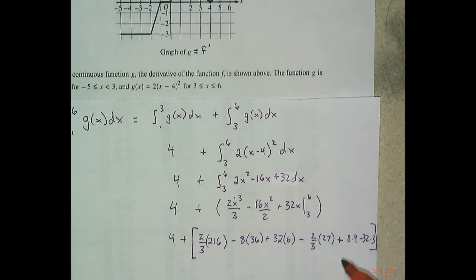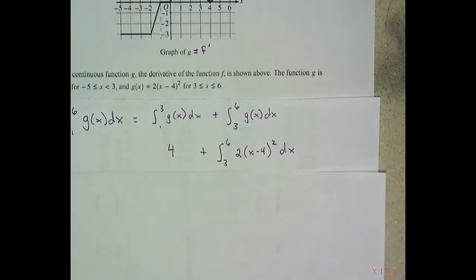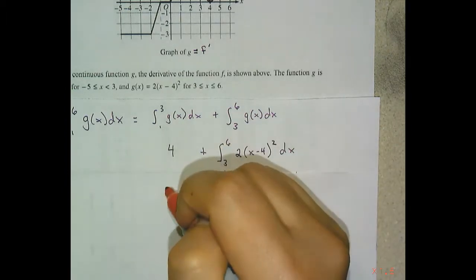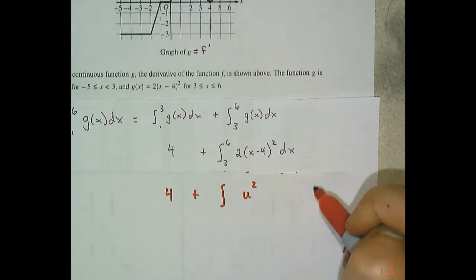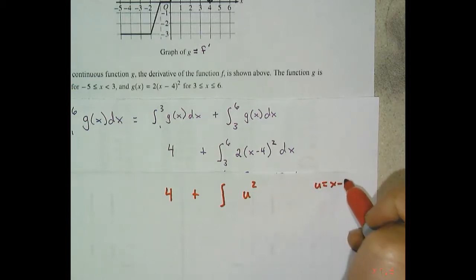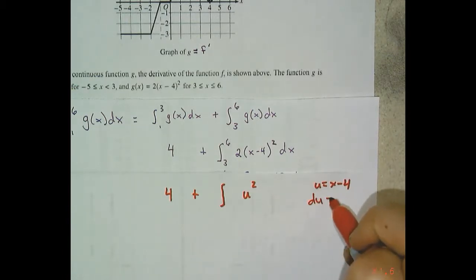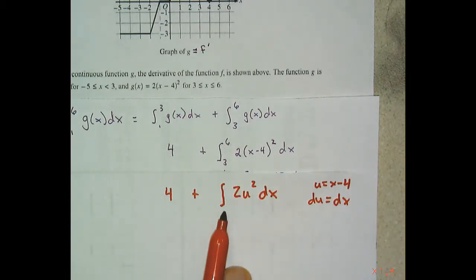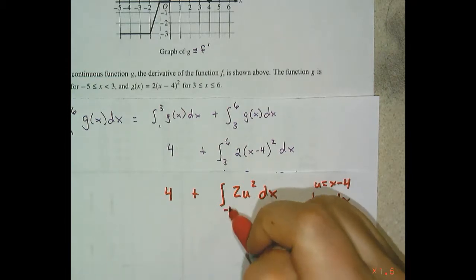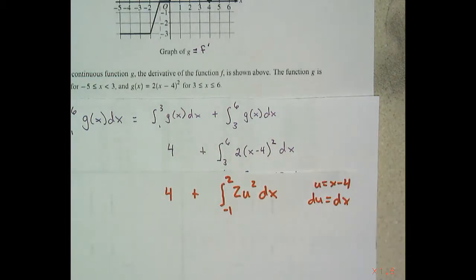So yeah, that's a little bit tough. Remember to distribute the negative through here and here, but it's not the only way to do this. A perhaps easier approach would be to do U substitution, where U equals x minus 4, so du is equal to dx. 2 goes along for the ride, and our new boundaries, 3 minus 4 is -1, and 6 minus 4 is 2. Oops, this should be du now. That's a much easier antiderivative to do by hand.